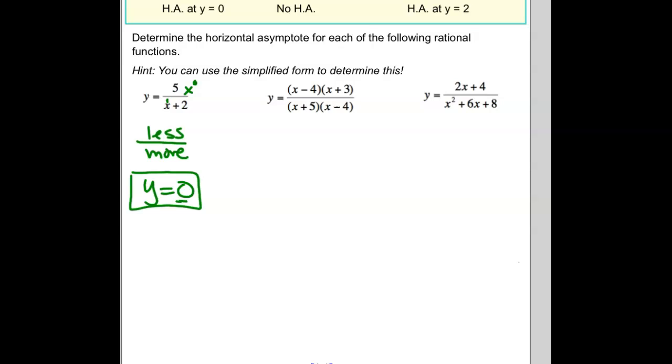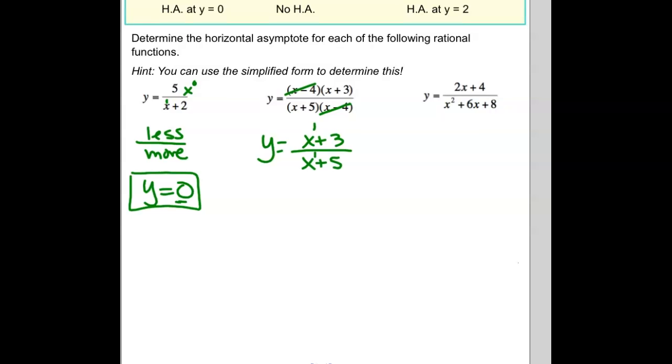All right, middle example. If we think of getting rid of these x minus 4s that would reduce out, we really have x plus 3 over x plus 5. Again, our degrees are the same. They're both a 1. So we go to the leading coefficients. But in this case, the leading coefficients of each of these is also a 1. So we have y equals 1 divided by 1, which reduces to just y equals 1.